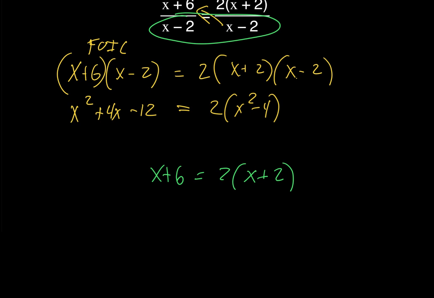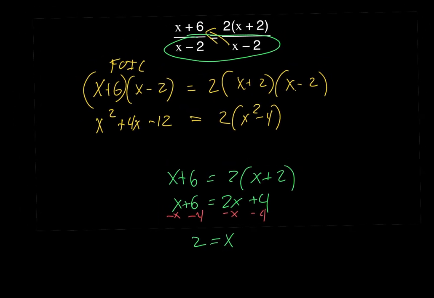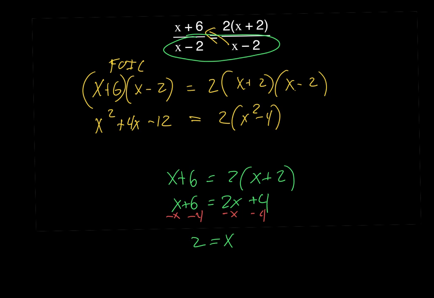Setting them equal, because the denominators are the same. Distributive property. Subtract an x from both sides, subtract 4 from both sides. x equals 2. And I'm not circling it because I'm going to go back up here and remember when we had this conversation.